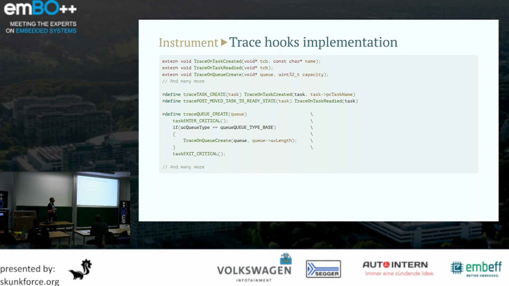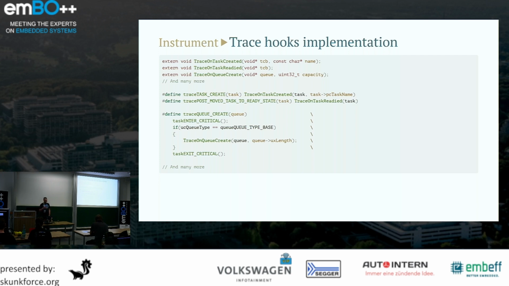Similarly for the post move to task ready state trace hook. Things get a bit more complicated in the queue-create trace hook, because it's a single hook that is called for each queue-based primitive. So to differentiate between different types of primitives, we need to put some ifs here, which is not great, but still manageable.